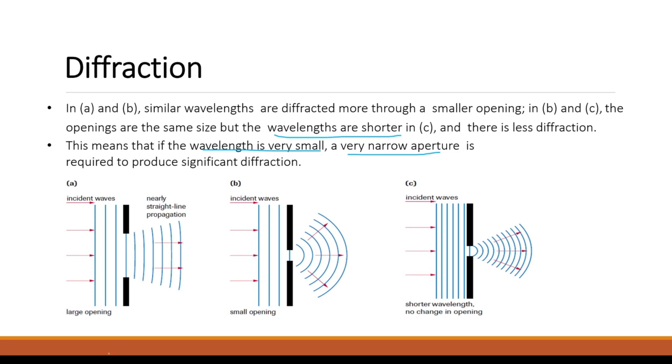So we see that in A and B here, right? With the same wavelength, if we decrease the aperture, we get much more diffraction. But if we go this way and increase the aperture for the same wavelength, then we're going to get much less diffraction.